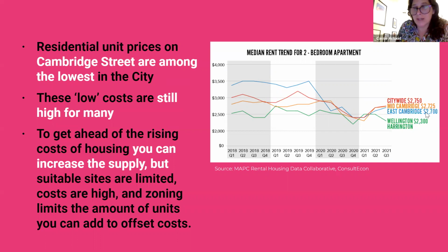We often use a metric of 30% of household income for housing costs. At that level, you would need to earn well over $90,000 to afford that apartment, and that's only the median. There are obviously many units that are priced much more expensively. So the best way to address this is to help increase the supply along Cambridge Street and in the surrounding neighborhood. And then the question is, where does this new housing go?